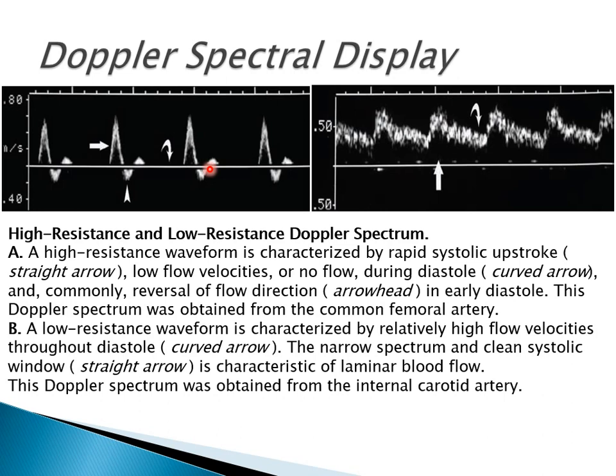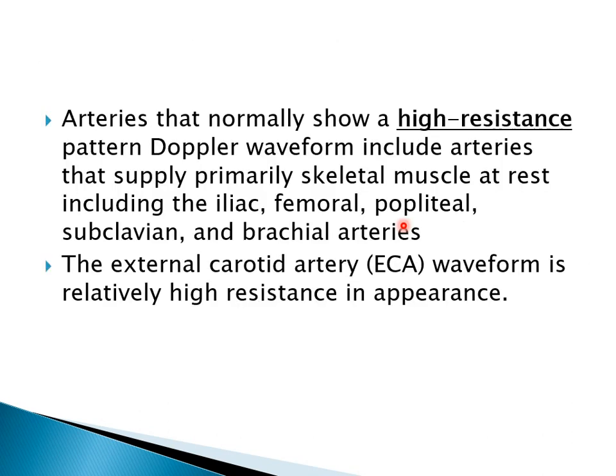While on the other side you have the low resistance pattern. Even during the diastole we have blood flow. The flow is continuous, and it does not reach the zero level. This indicates a low resistance flow pattern. It supplies vital organs like the brain or kidney.